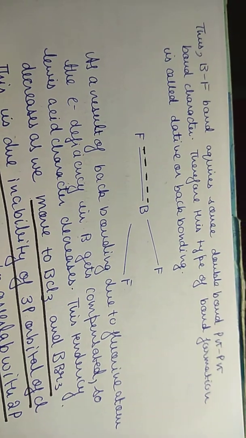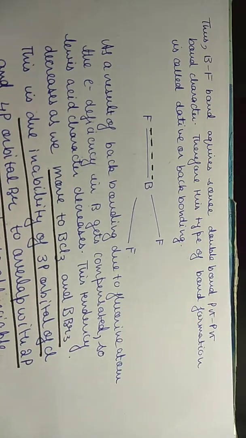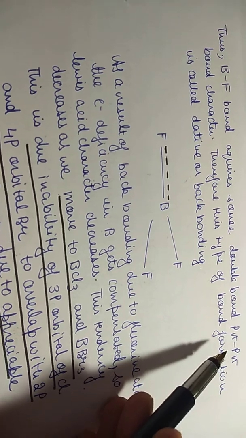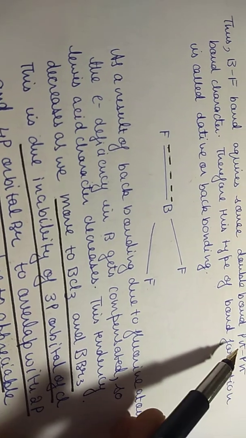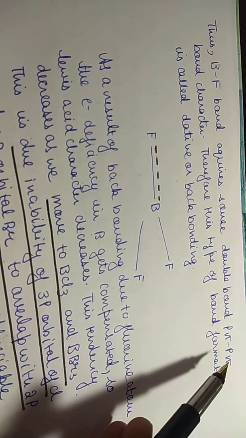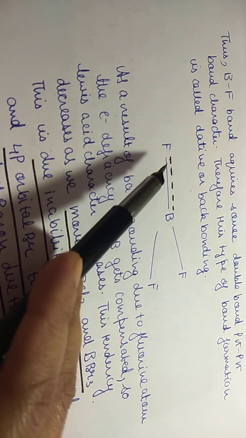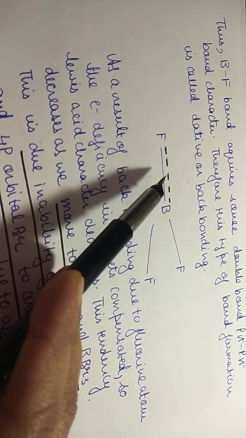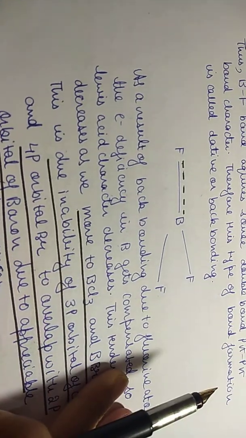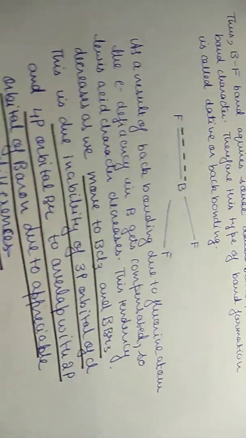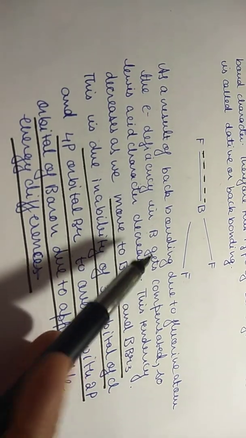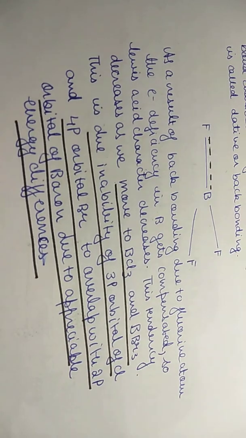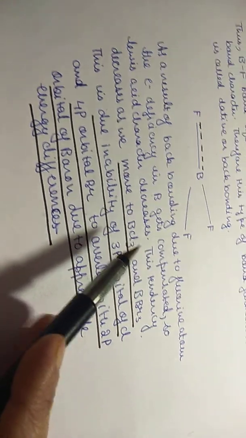Thus the BF bond acquires some double bond, p pi bond character. Here the p orbital is involved and a pi bond is formed. The second bond formed is always the pi bond. So one of the BF bonds has this partial double bond character, and this type of bonding is called back bonding or dative bonding. As a result of back bonding from fluorine, the electron deficiency of boron gets compensated. So Lewis acid character decreases due to this back bonding.